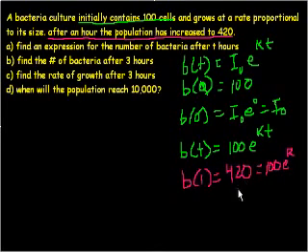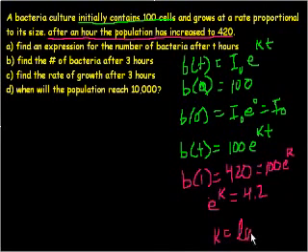Now we can solve for k, and let's see what we get. We'll divide both sides by 100. You get 4.2, with e to the k on the other side. e to the k is equal to 4.2. To solve for k, we take the natural log of both sides, and we get k is equal to the natural log of 4.2, which is going to be some bizarre number, and we'll figure that out later with a calculator.